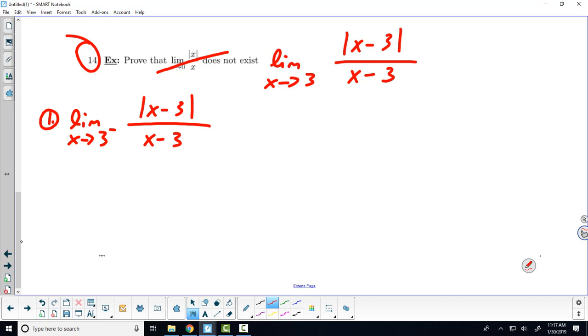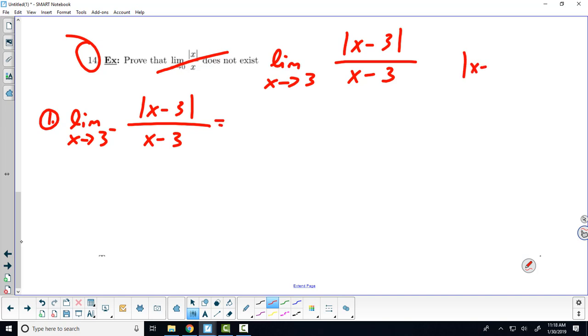We're approaching 3 from which way? The left. So I'm going to be plugging in numbers like what for x? Like 2, 2.5, 2.9, 2.99. What happens when I subtract 3 from those numbers? I always get something small but negative, right? So by the definition of absolute value, let's write that up here.